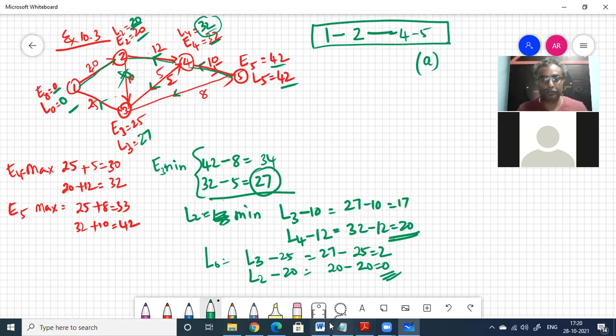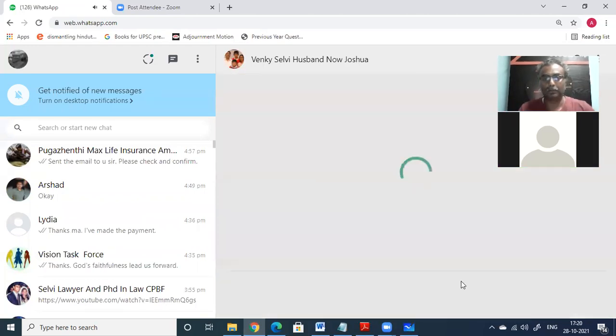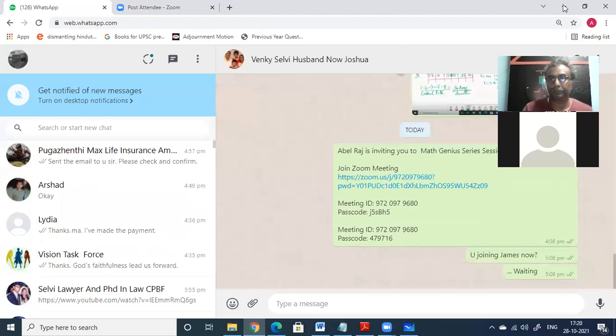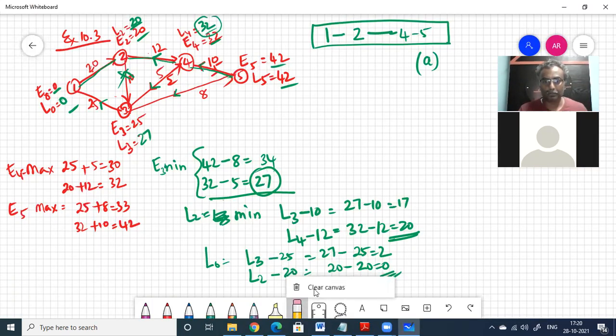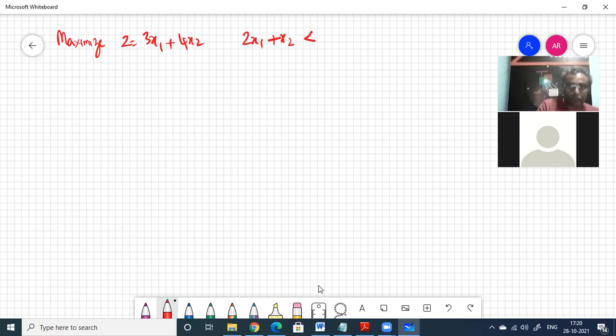Okay, let me paste this and we move to the other one. Maximize z equal to 3x1 plus 4x2, subject to 2x1 plus x2 less than or equal to 40 and 2x1 plus 5x2 less than or equal to 180.